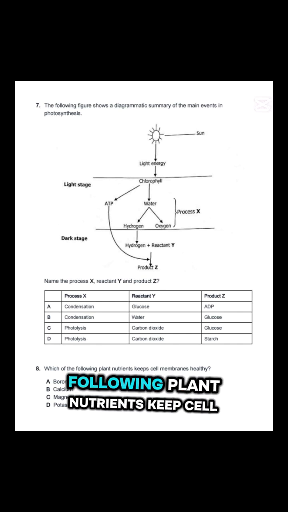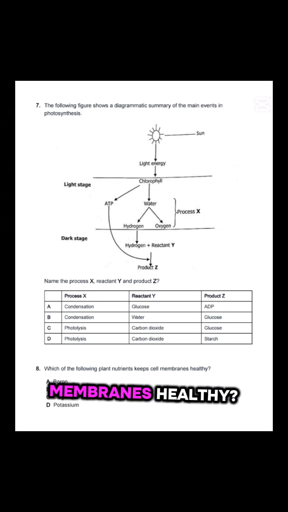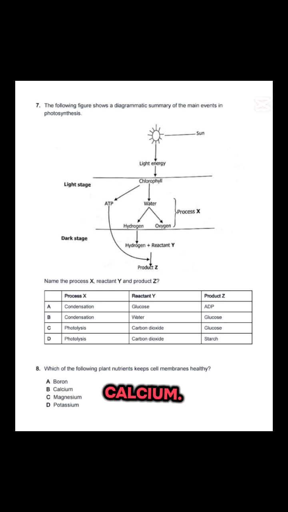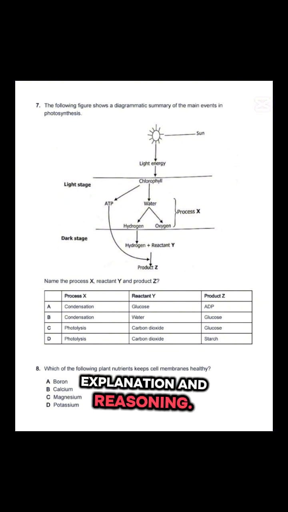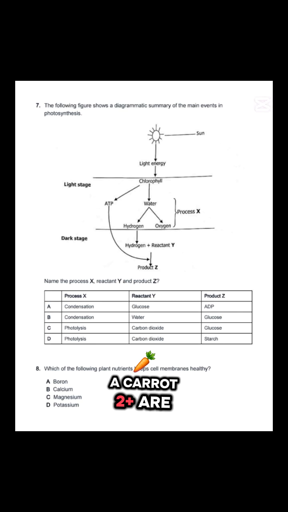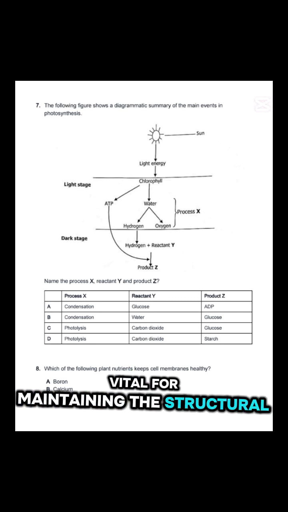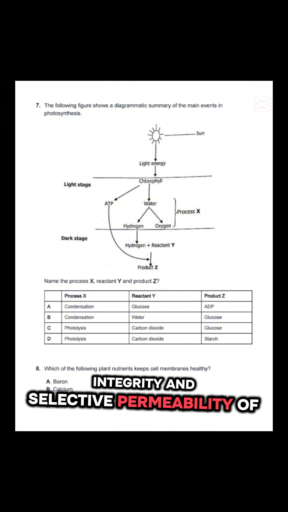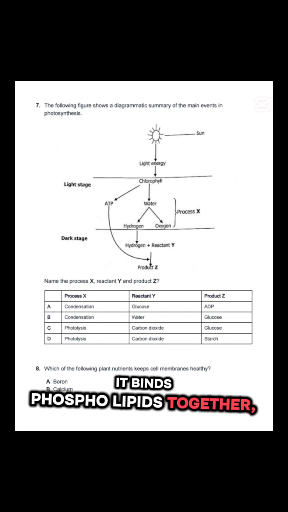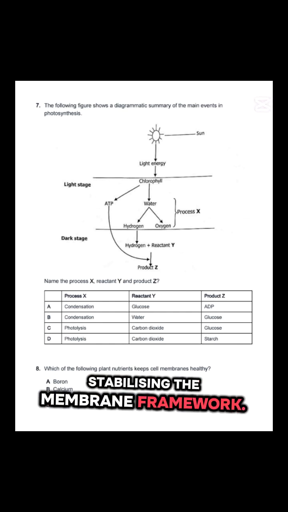8. Which of the following plant nutrients keeps cell membranes healthy? Correct answer, B, calcium. Explanation and reasoning: along with its role in the cell wall, calcium ions, Ca2+, are vital for maintaining the structural integrity and selective permeability of cell membranes. It binds phospholipids together, stabilizing the membrane framework.